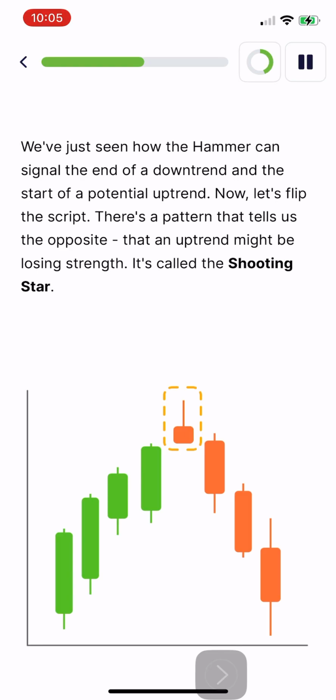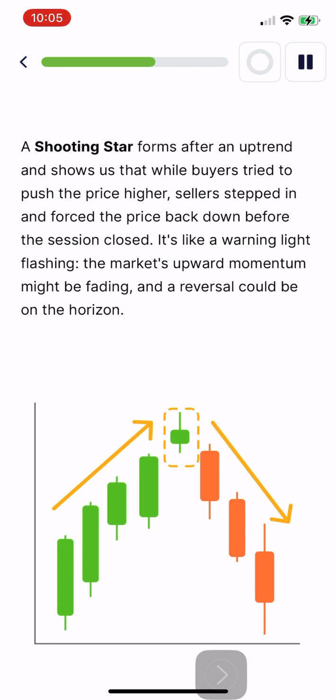Now, let's flip the script. There's a pattern that tells us the opposite, that an uptrend might be losing strength. It's called the shooting star. A shooting star forms after an uptrend and shows us that while buyers tried to push the price higher, sellers stepped in and forced the price back down before the session closed. It's like a warning light flashing. The market's upward momentum might be fading, and a reversal could be on the horizon.